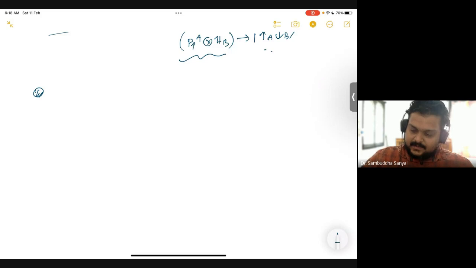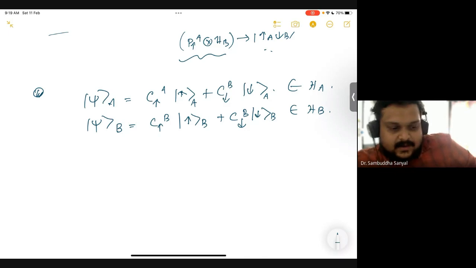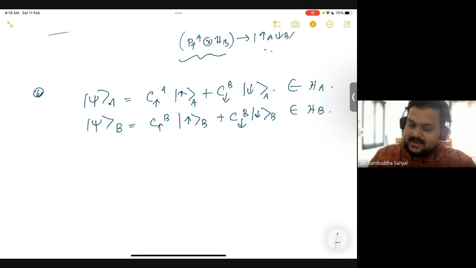This is up, this is down. It belongs to a Hilbert space H_A. Similarly, I have a state B. This is A also. These are two completely independent objects, each with their own Hilbert space. This belongs to H_B. This is a state from Alice's lab, and this is a state from Bob's lab. These two states are prepared completely independently without any communication.